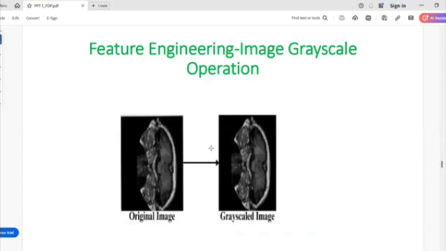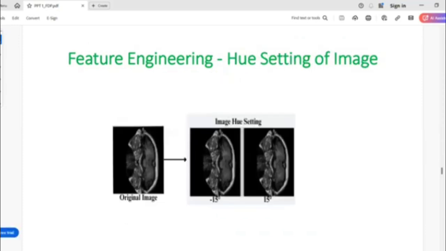Grayscale mode conversions. Next, hue setting of an image. Look at the example. Hue setting is nothing but changing the visibility of the light. The dominant color within the images has to be adjusted. If not, the analysis will go wrong. This domination of the colors will be adjusted by making use of the hue value.